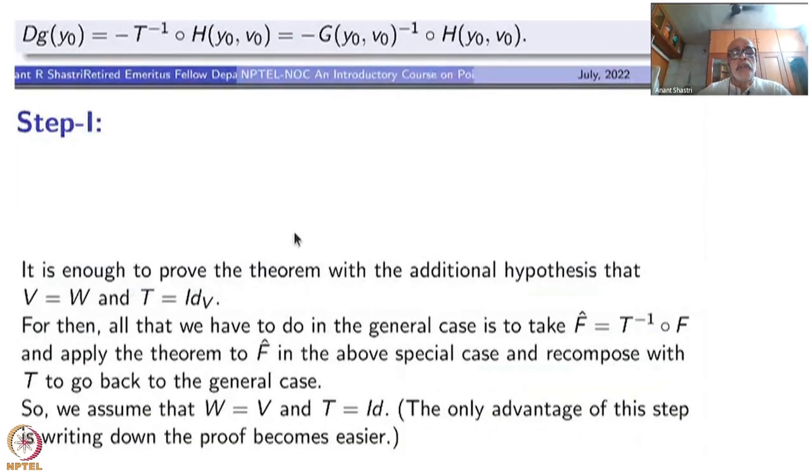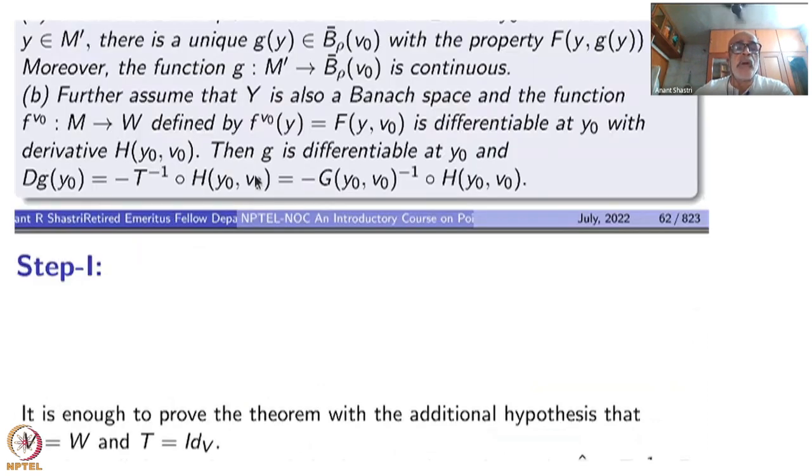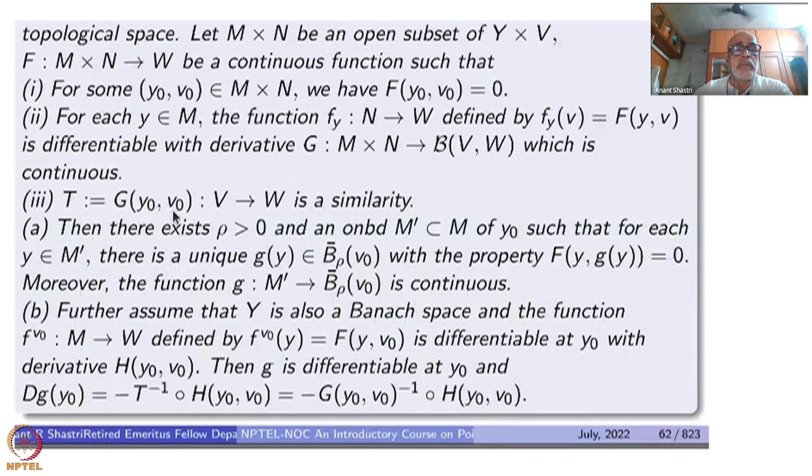So how do I do that? As follows, namely replace F by F hat, which is T inverse of F. Remember, F was from M cross N to W. Now it will be M cross N to V itself. Now, suppose we have proved this theorem for F hat in this special case. Then we can go back to the original by again composing by T. So if we replace F by F hat, then the derivative of this one will be T inverse into T, which is the identity at the point (y naught, v naught).